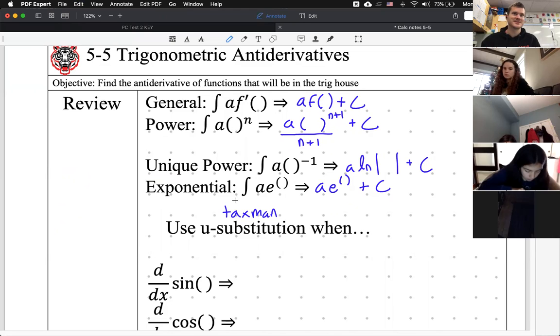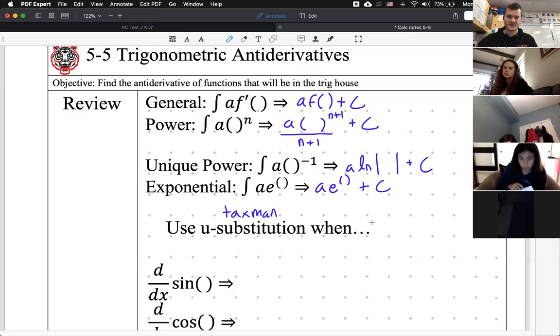I'm getting a blank stare. Anyone else? When do you have to use taxman? When do you have to use substitution? And I will give this to us.